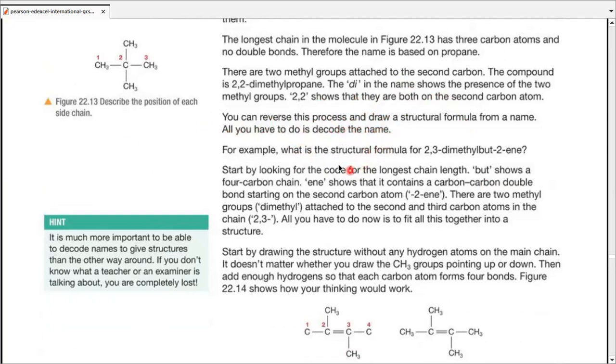So what I'm going to do is get back to the whiteboard and we are going to practice this. I am going to write a name and you are going to try drawing a structure from it. And how to decode the name, I'm going to tell you the rules first. Okay. So I'm going to stop sharing over here. Let's get back to the whiteboard.